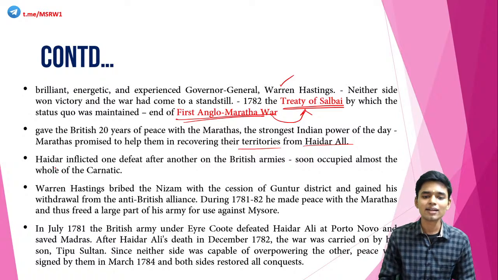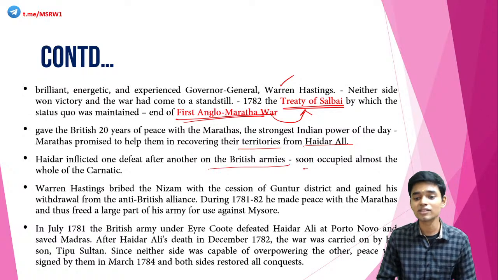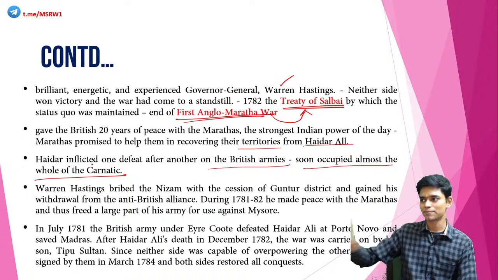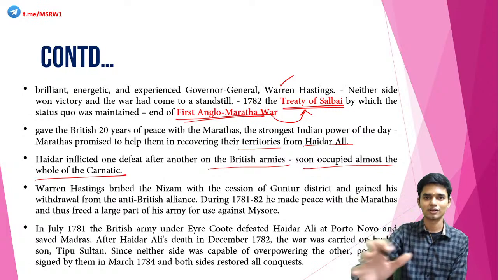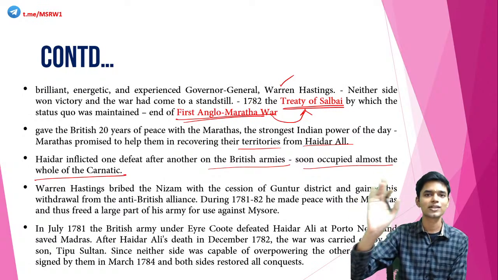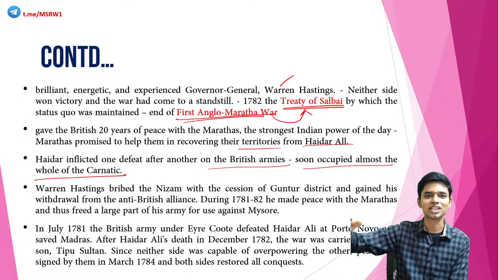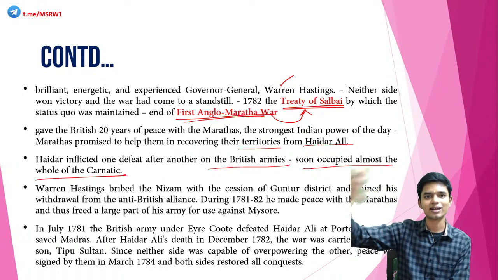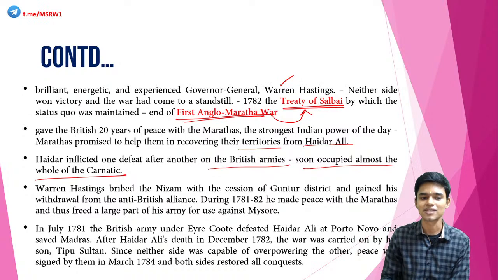Also, Marathas had promised the British help in recovering territories from Hyder Ali. Anyway, Hyder Ali again inflicted defeat one after another on the British armies. And Hyder Ali very soon occupied almost the whole of Karnataka. Now again, after suing for peace with Marathas, British started to focus more on Hyder Ali in conquering Mysore. But Hyder Ali was still no match for the British. Hyder Ali was way ahead. He managed to defeat British again and again, and he almost conquered the whole of Karnataka all by himself.